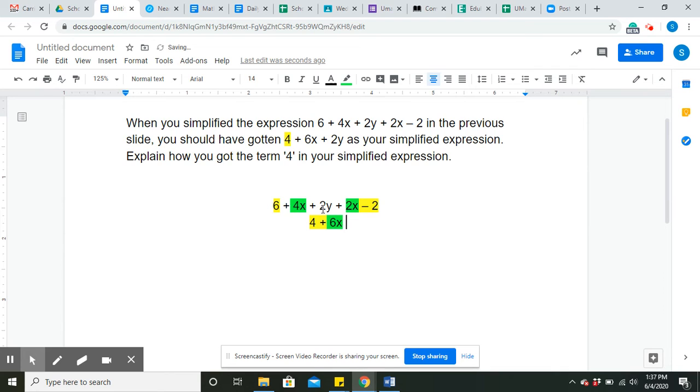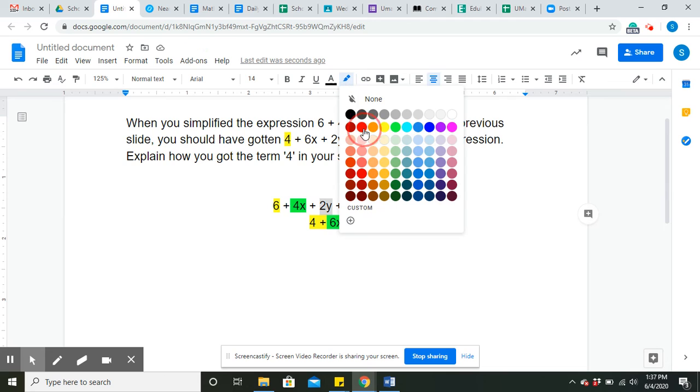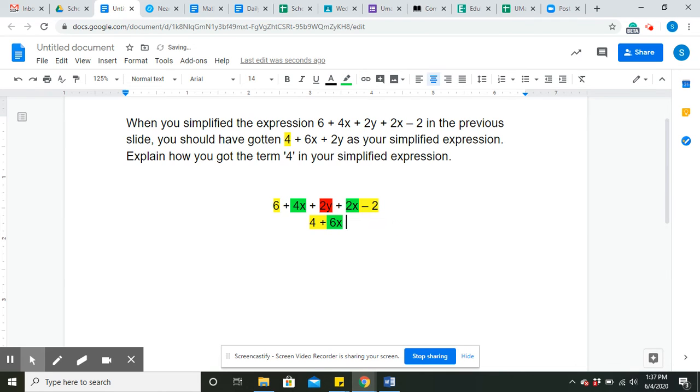And then last but not least, I have another term, 2y. There are no other terms that include y. There's nothing to combine it with. So I'm going to leave 2y like this. Put that in red.